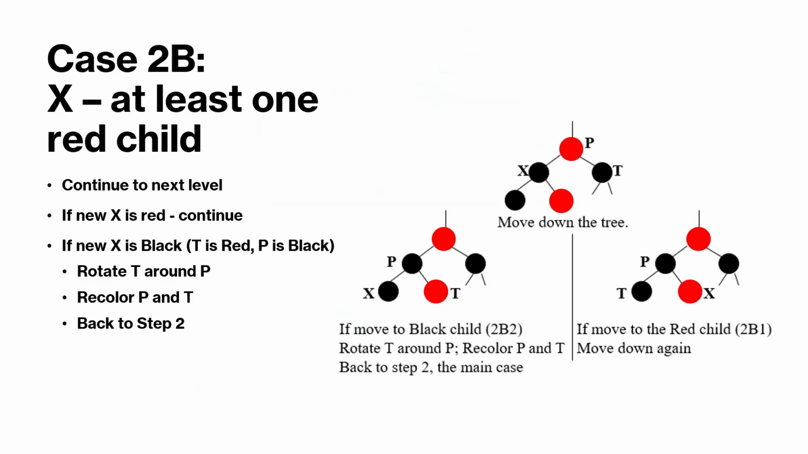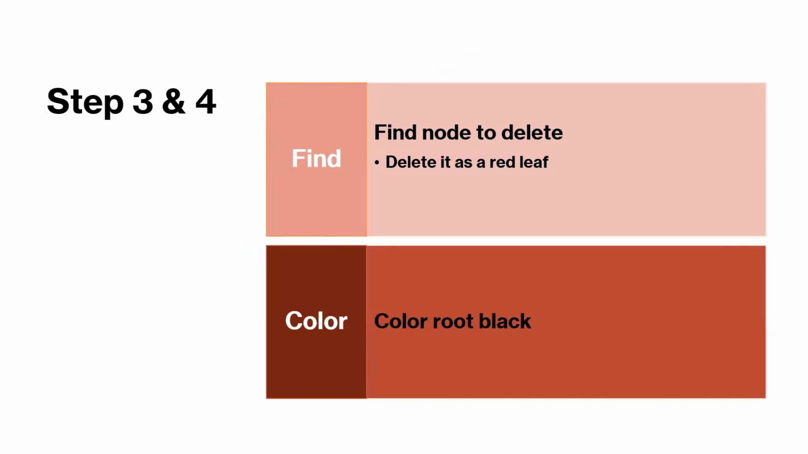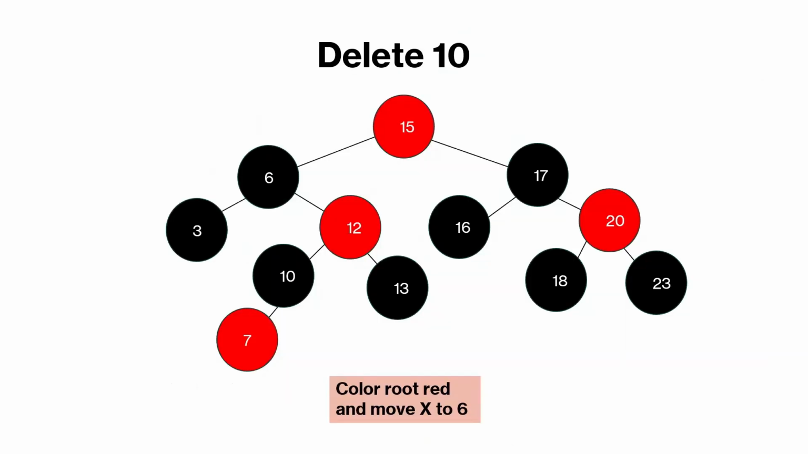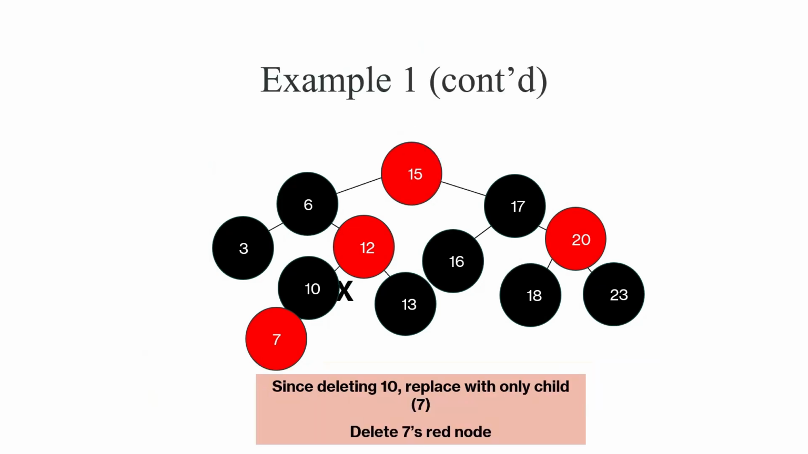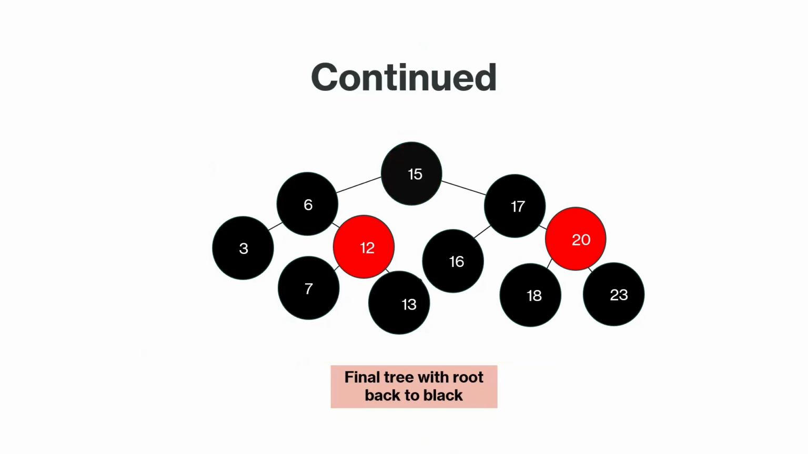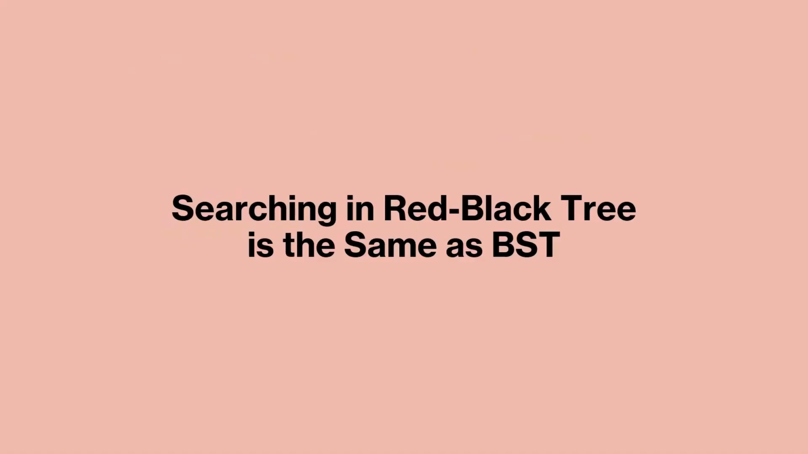For steps 3 and 4, once we have found the node to delete, we delete it as a red leaf, and then we recolor the root to be black. When deleting 10, we recolor the root to red and move X to 6. Since X's right child is red, which is case 2B, we descend the tree, arriving at 12. Its new X is also red, so 2B1, we continue, arriving at 10. Since we are deleting 10, we replace it with the only child 7 and delete 7's node. At the end, we color the tree root back to black.